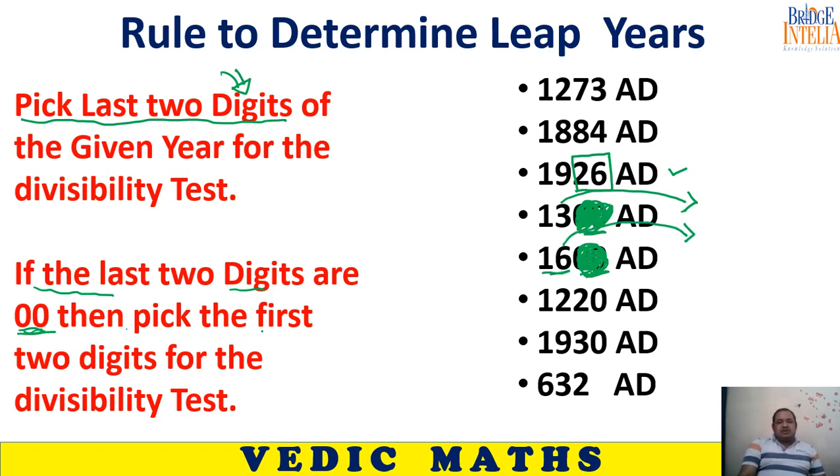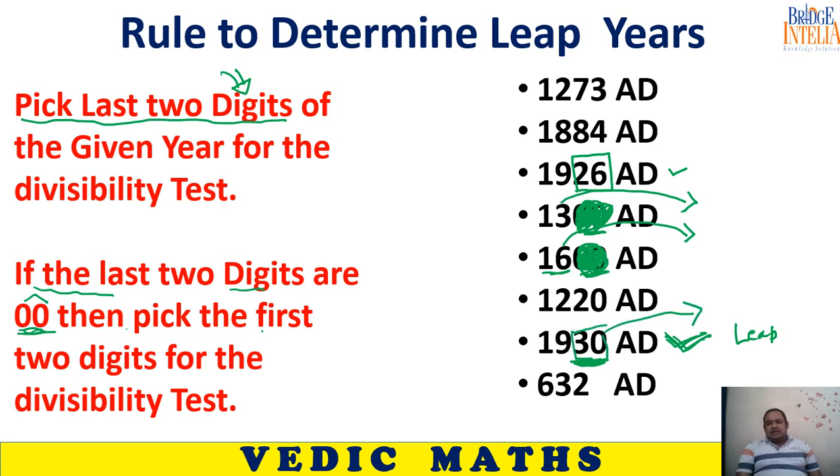So our first job is to pick two digits. If I have to check whether 1930 is a leap year or not, my intention is to pick the last two digits. Can I pick the last two digits? Yes, I can. The problem is if both the digits are 0. Here only one digit is 0. Both the digits are not 0. So here I can pick 30.